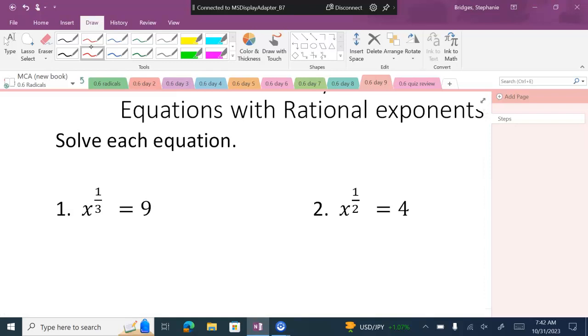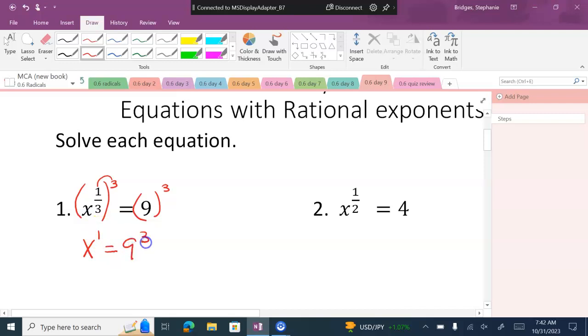So then the second step is to raise both sides to the reciprocal power. What is the reciprocal of 1/3? 3. So I'm going to raise both sides of this equation to the third power. Again, the goal is to get it to be x to the first power. That's what the reciprocals do to each other. 1/3 times 3 is just 1, right? Because remember, power to a power, we multiply those exponents. So that gives me x to the first power equals 9 to the third.